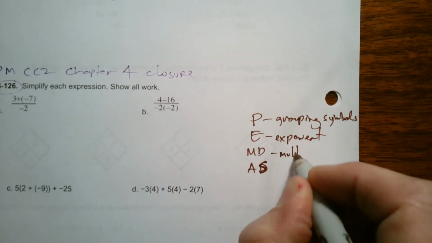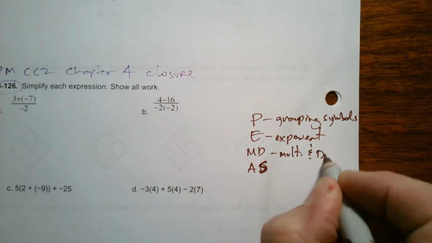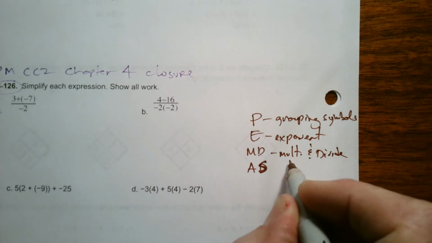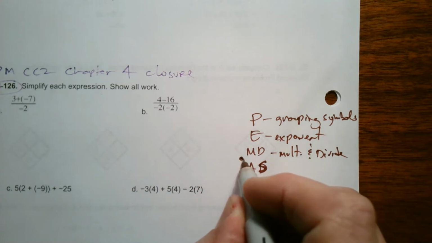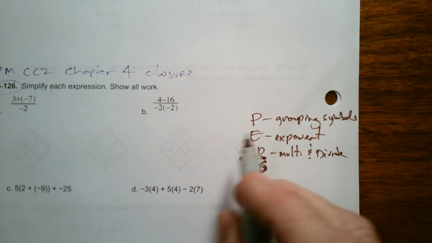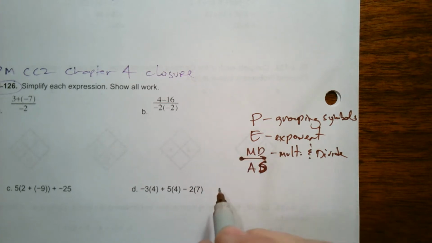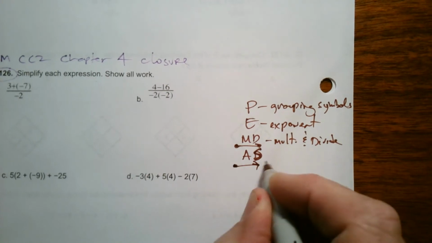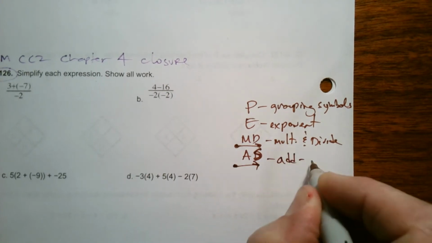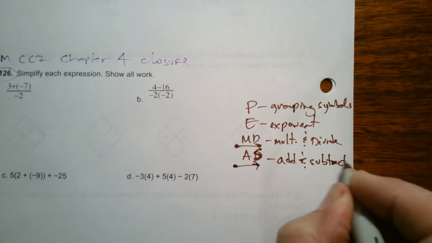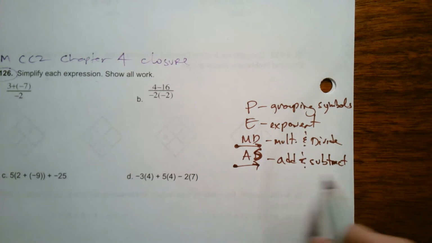When it comes to multiply and divide, remember, it doesn't mean multiply first and divide second all the time. You're just going to go from left to right, so whatever comes first. It could be divide, then multiply, depending on left to right. And the same thing with add, subtract: addition and subtraction, also left to right.